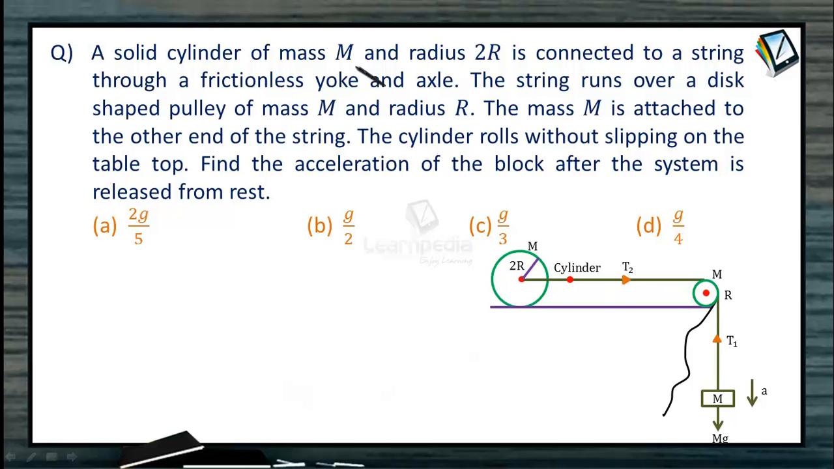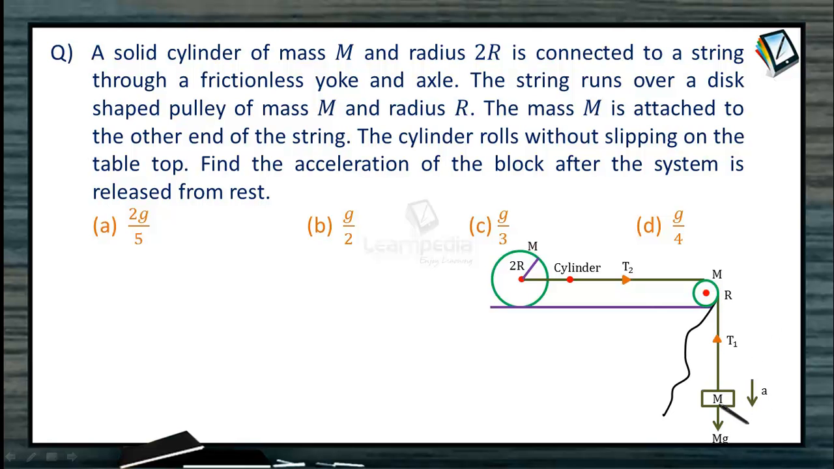Question. A solid cylinder of mass m, radius 2r, is connected to a string through a frictionless yoke and axle. The string runs over a disc-shaped pulley of mass m, radius r. Mass m is attached to the other end of the string and the cylinder rolls without slipping on the tabletop. Find the acceleration of the block after the system is released.